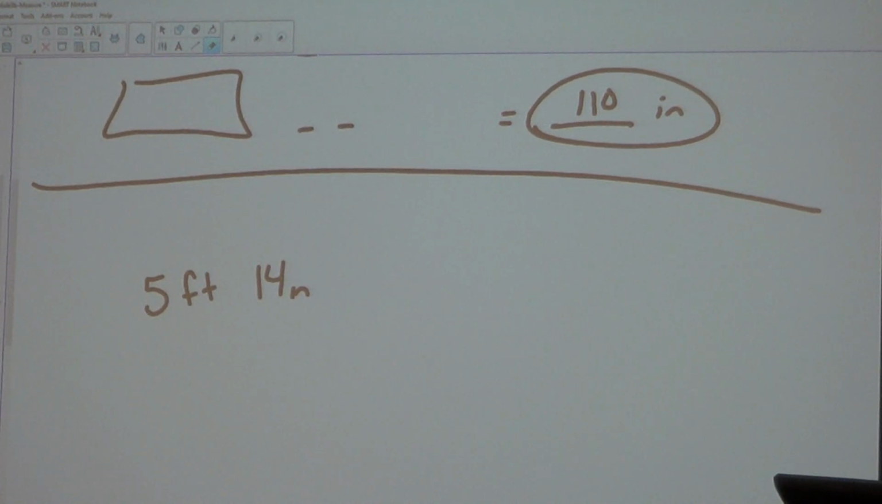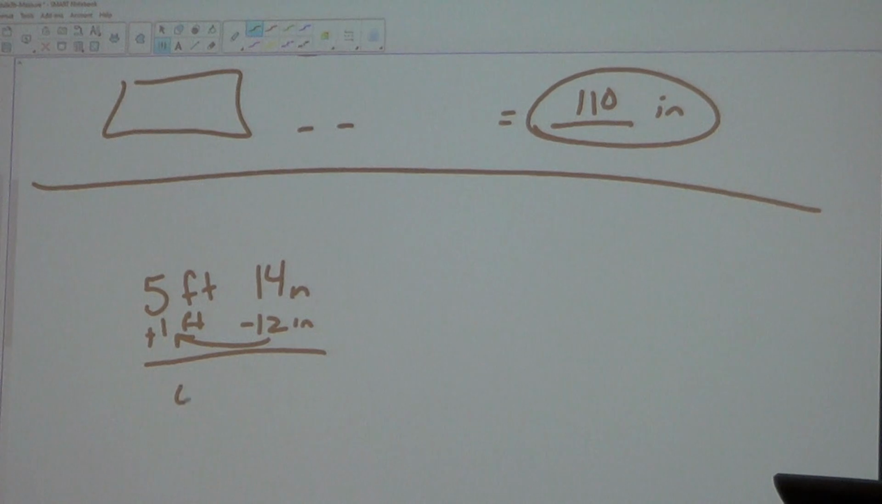It's beyond the foot. So it's kind of like an improper measurement. I went over a foot. So if we take away 12 inches, we call that a foot. So we take away 12 of his baby inches and we call it a foot. So how tall is he? 6 foot, 2 inches.